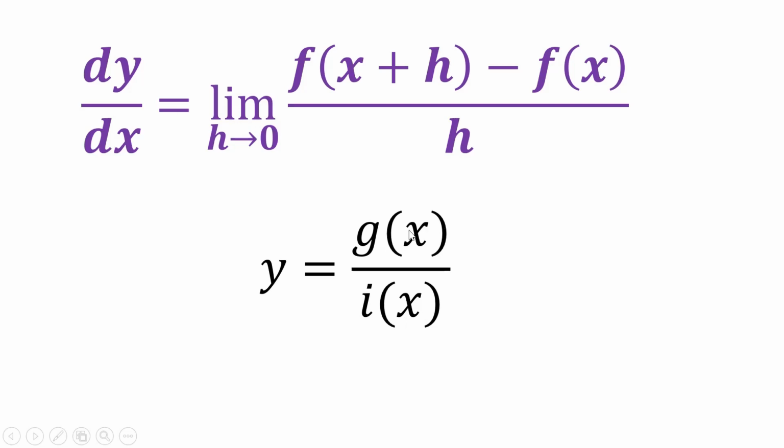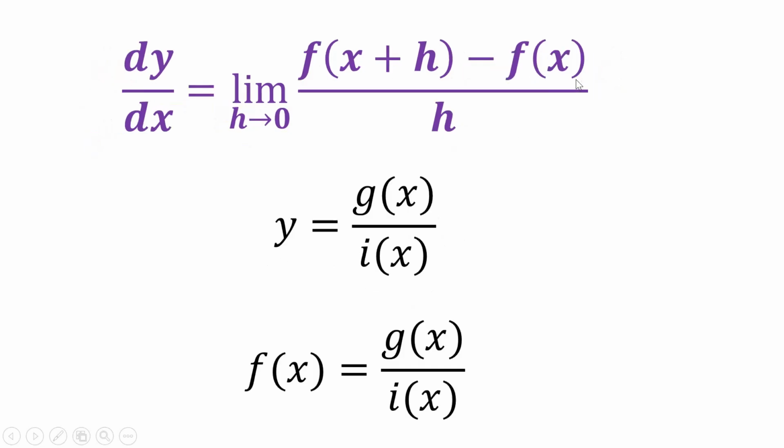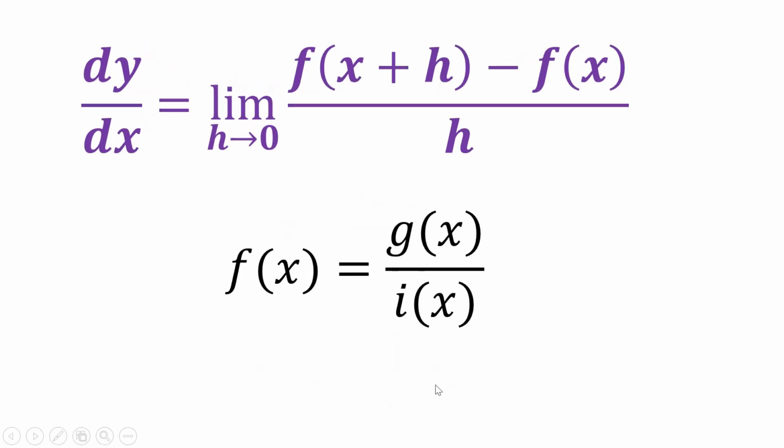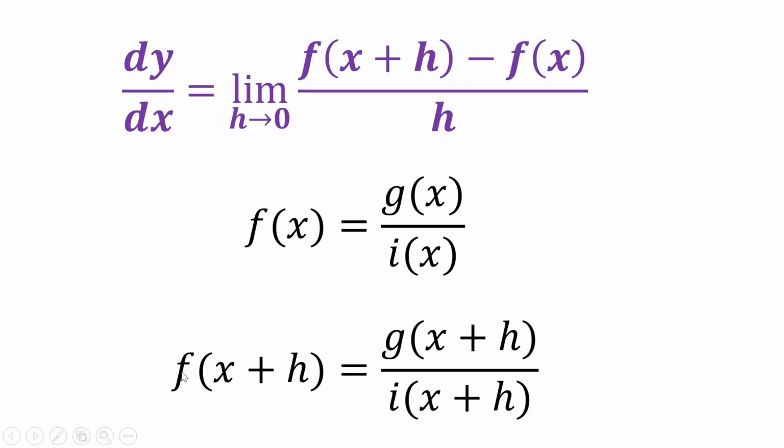To be able to apply the first principle of differentiation, we need our f of x. And our f of x is g of x divided by i of x. We also need f of x plus h. How do we get it? We get our f of x plus h by substituting x plus h into the function here. And when we do that, we get f of x plus h is equal to g of x plus h over i of x plus h.